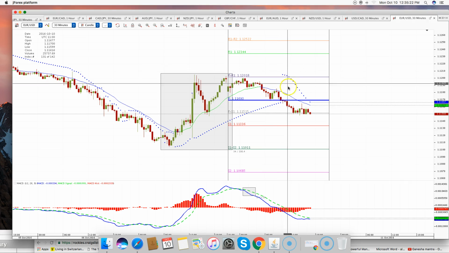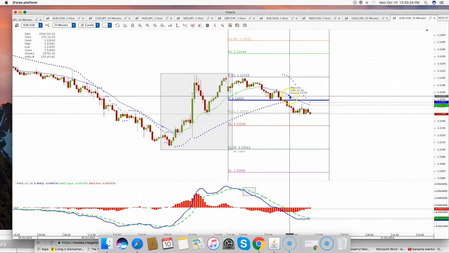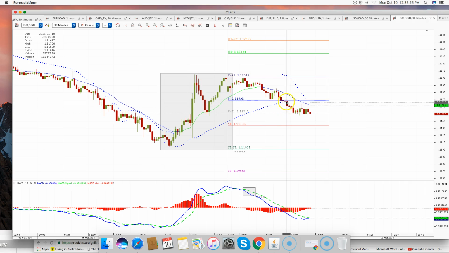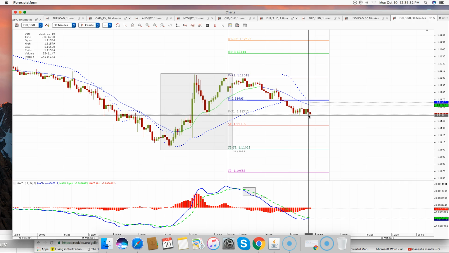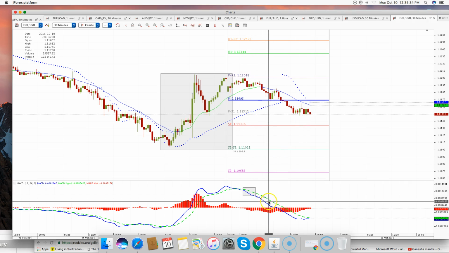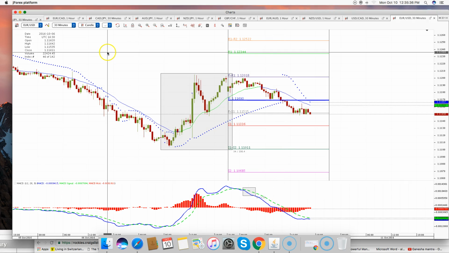Parabolic bars on top, price breaking below the 21 moving average line and central pivot point, and right now it's only put in 21 pips and it's still moving down. Also, the two lines of MACD cross to the downside. So there you have it.